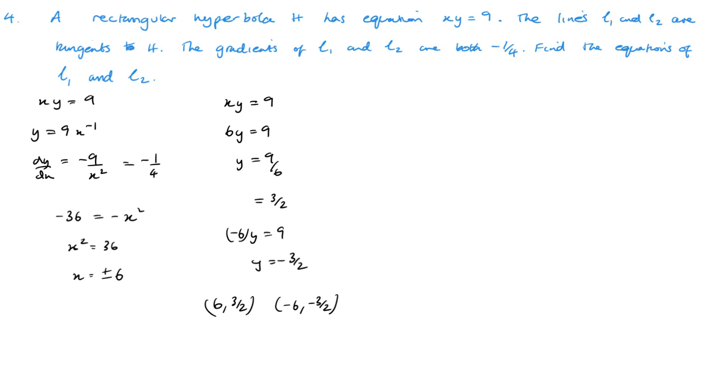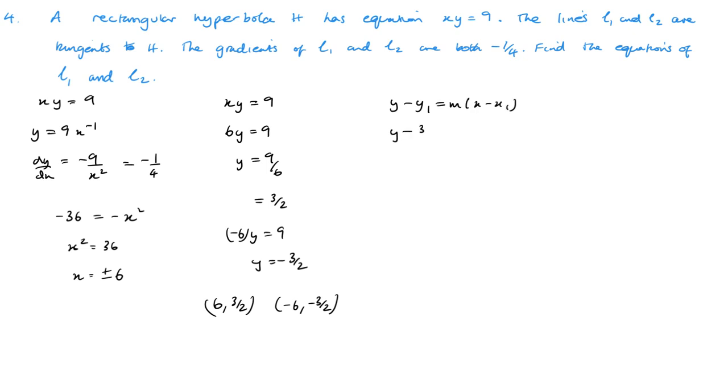That's going to be the coordinates where the tangents hit the rectangular hyperbola. So that, along with the gradient, means that we can now find their equations. Now, believe it or not, this is worth 11 marks. How this is 11 marks, I do not know. So y minus y1 equals m times x minus x1.